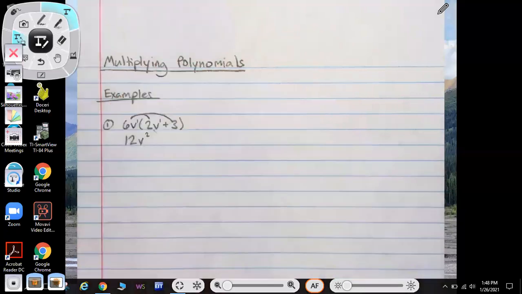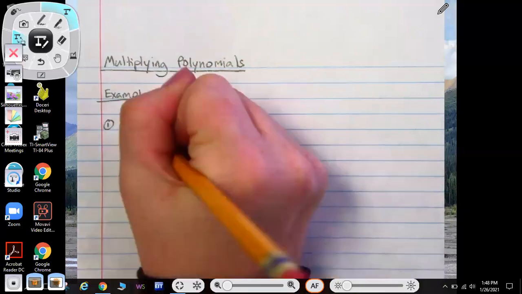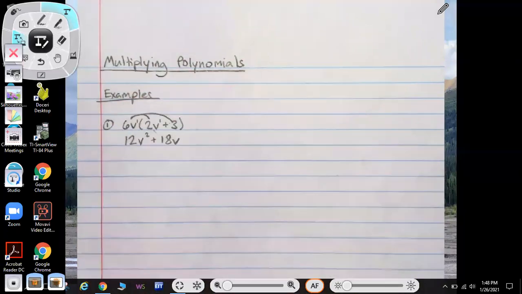And then 6v times 3 is 18v. You just multiply the 6 times 3 and the v just stays. That's it. That's our answer.